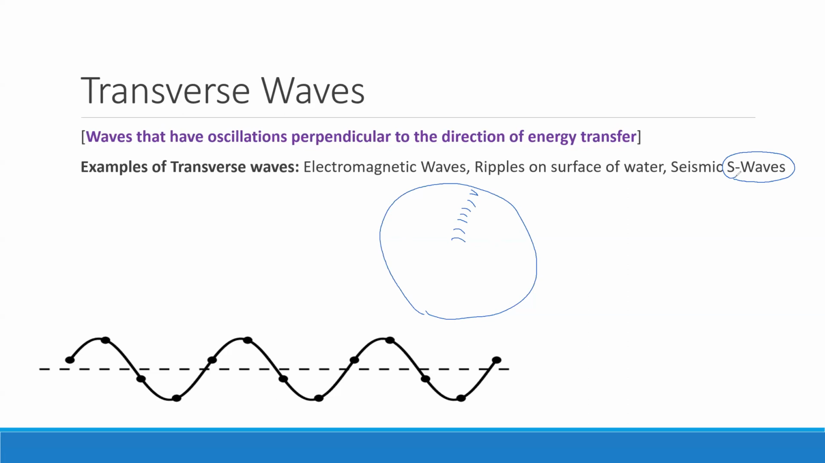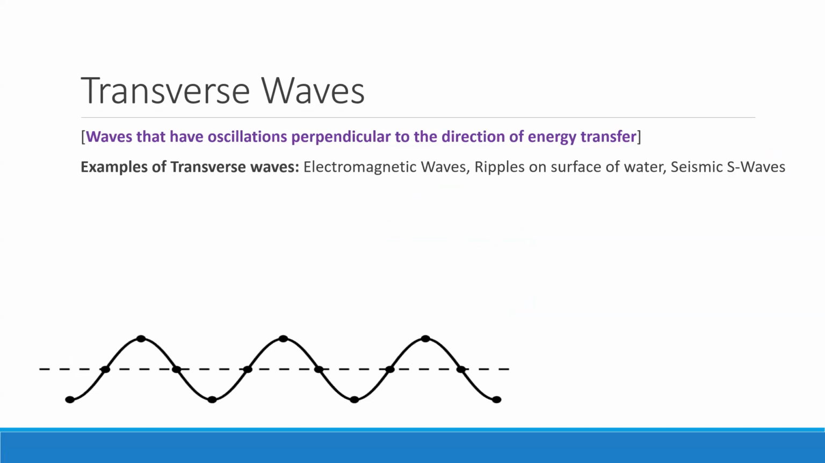Just like we said, water waves have a transverse component, the ripples, and the longitudinal component, the actual wave. It's the same with earthquakes. There's a transverse component, and there's also a longitudinal component.